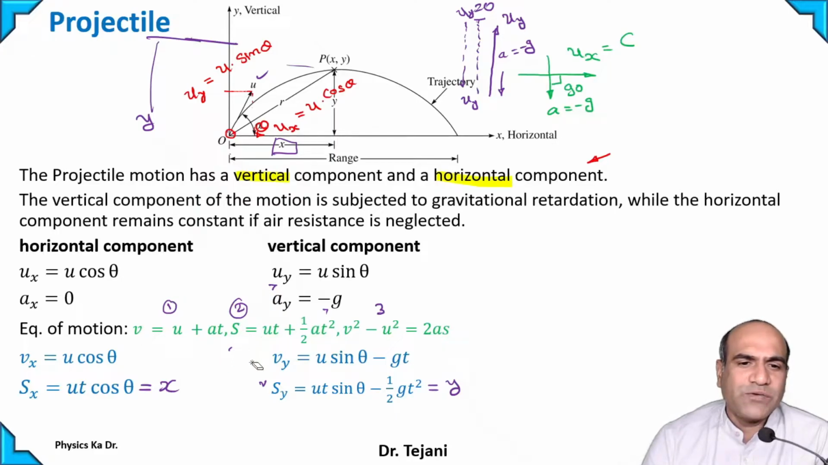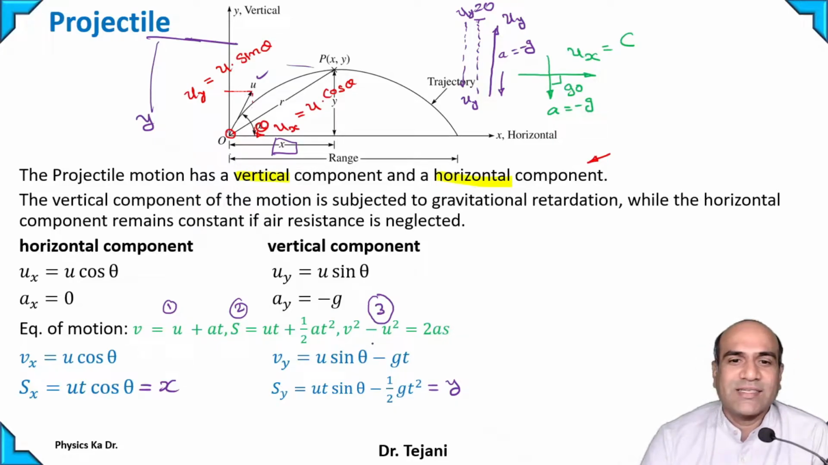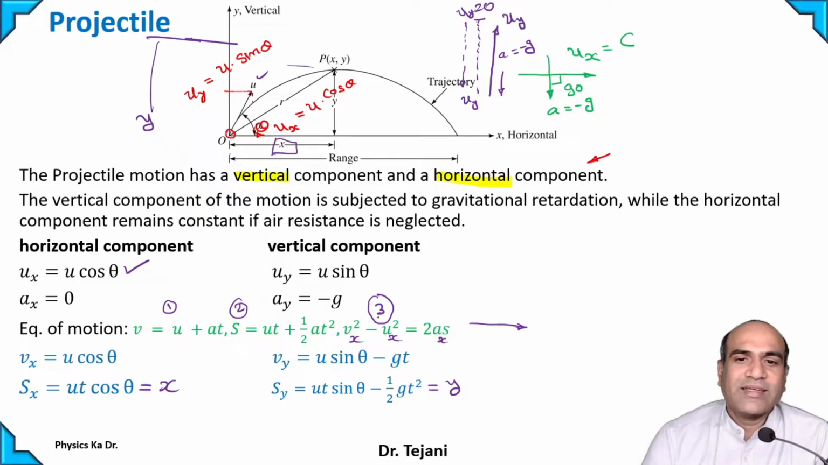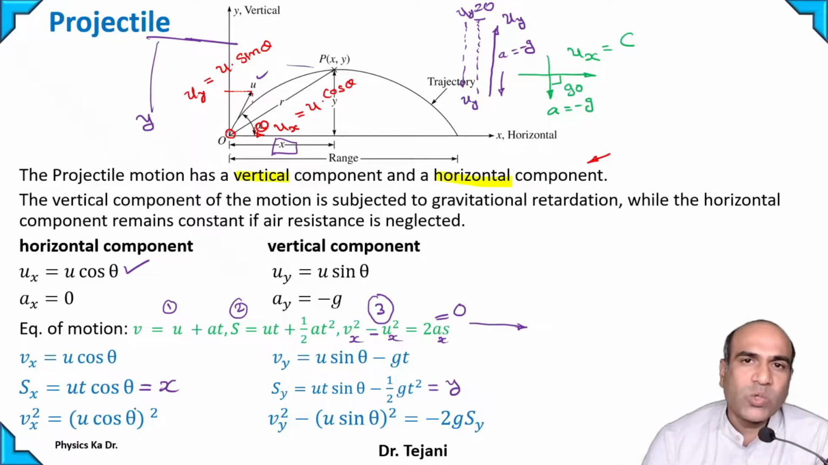So we got another two equations from equation of motion number 2, and we are here at equation number 3 of motion: v squared minus u squared is equal to 2as. We can put here, for the x direction, the horizontal direction movement, the velocity. So Vx squared minus ux squared, we already have the value for that, and horizontal acceleration is 0. Therefore, Vx squared is equal to ux squared, and Vx is equal to ux. That we know, Vx squared is equal to (u cos theta) whole squared.